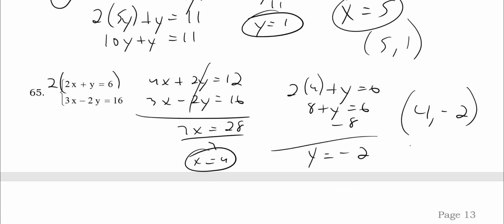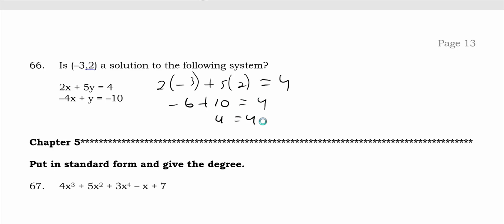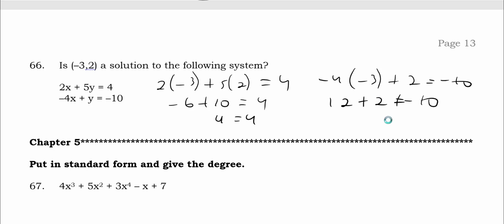Getting there. If I ask you if it's a solution, you literally plug it into both equations. It has to work for both. So, here I can show you. It's 2 times negative 3 plus 5 times 2 equals 4. So negative 6 plus 10 is 4, which is true. And then if I plug it into the second one, negative 4 times negative 3 plus 2 equals negative 10. So 12 plus 2 is not negative 10. So this is not a solution. So the answer to this one is no. It's got to work on both. All right, that's done with systems.